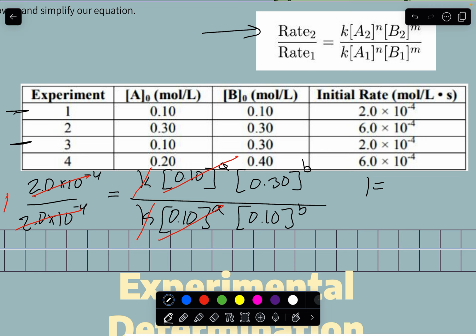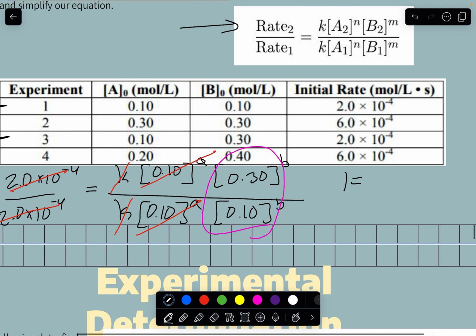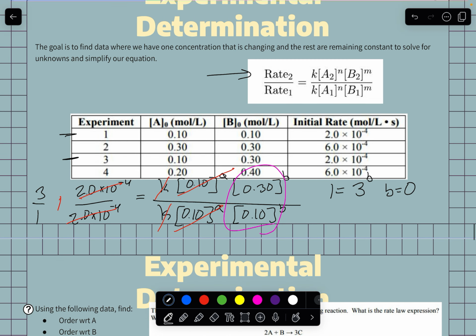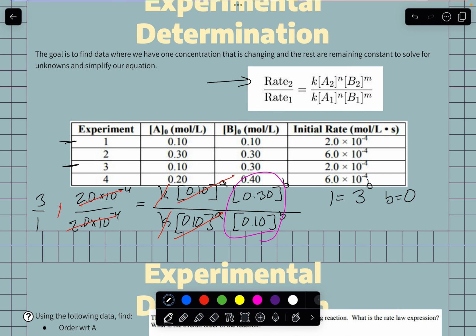So we have 1 equals, if we divide those two, 0.30 divided by 0.10, you get 3. And then we still have that exponent of b. So 3 to what power gives us 1? Well, 3 to the 0th power always gives us 1. Anything to the 0th power is 1. So we know b is equal to 0. Okay. So we know that our exponent for B is 0, to the 0th power. Okay, I'm going to erase this.